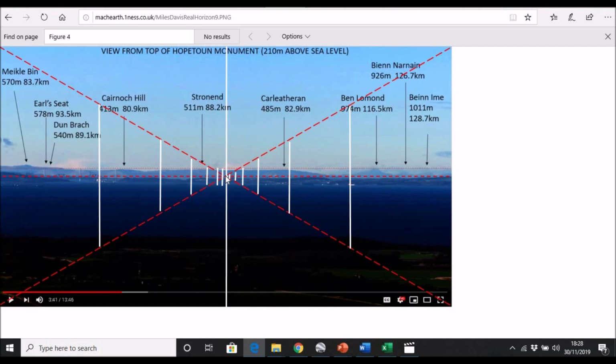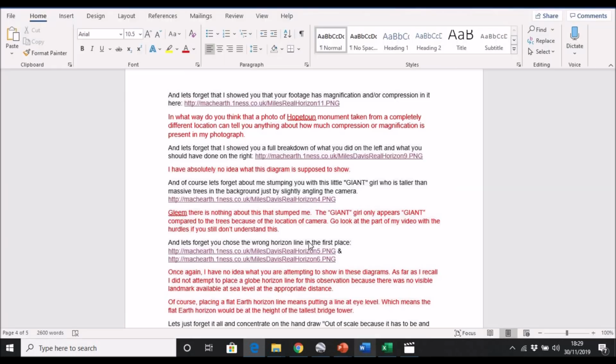It clearly isn't. The observation that I show here matches perfectly with what a globe Earth predicts and is totally contrary to what a flat Earth predicts. And Gleem can draw all the lines he wants all over these pictures. He's not going to change that particular fact. And if he can't actually explain exactly what all these lines are in a clear and concise way, why should I be bothered trying to work out what on earth he means?